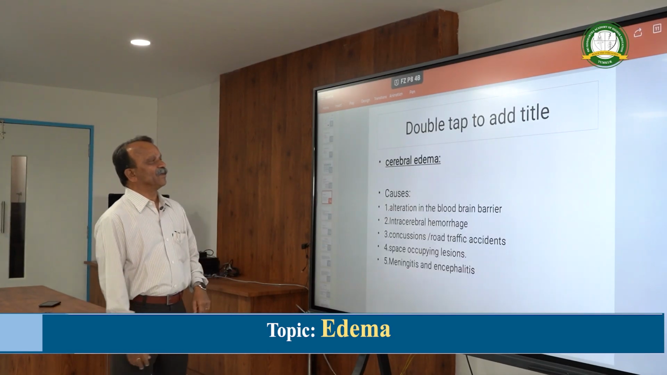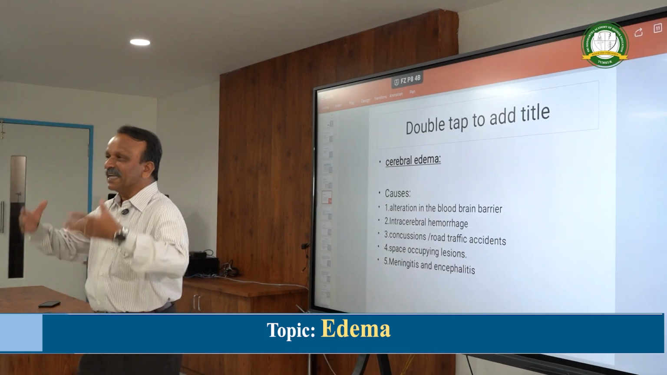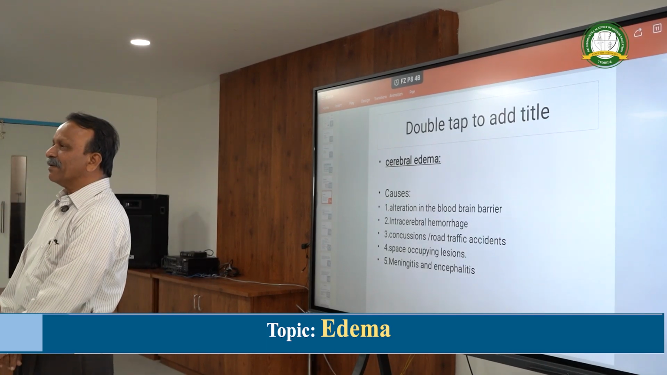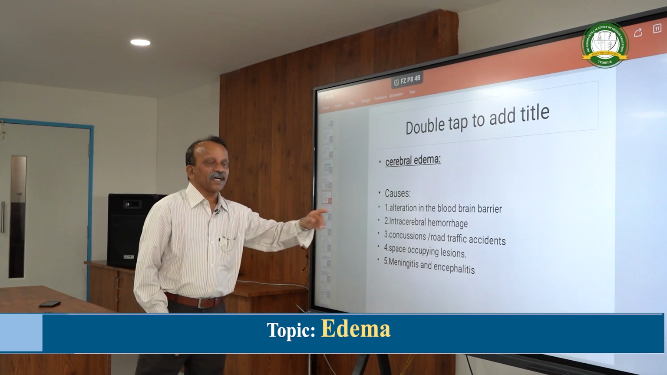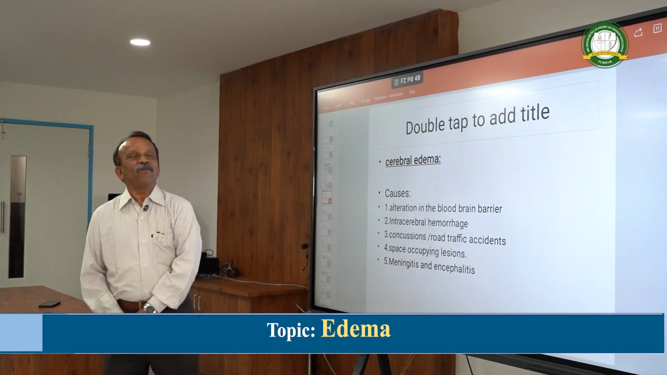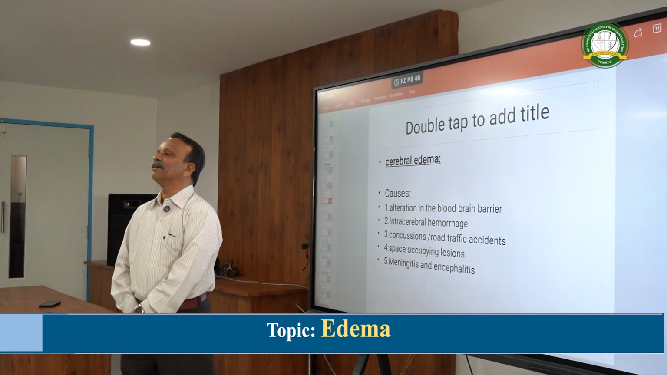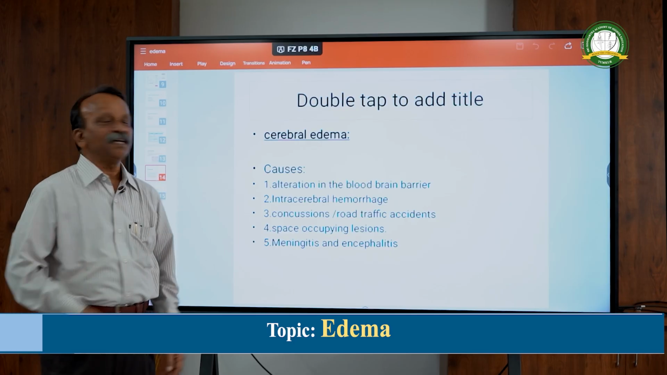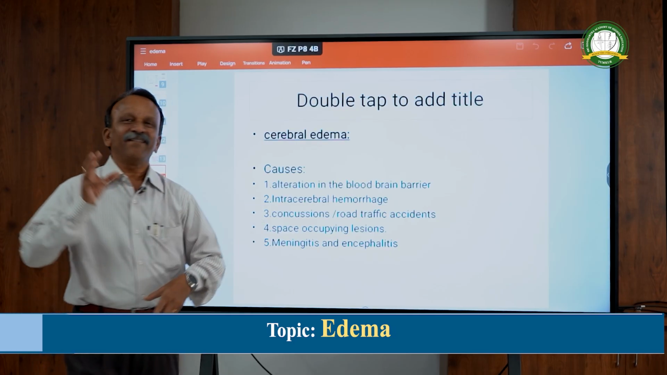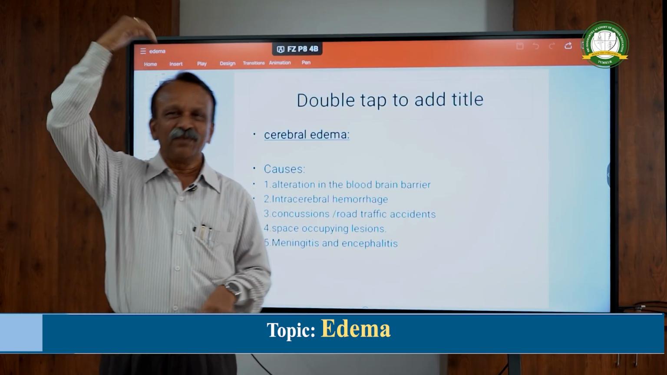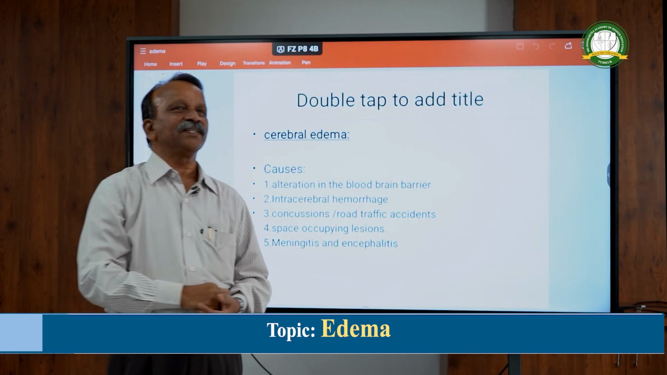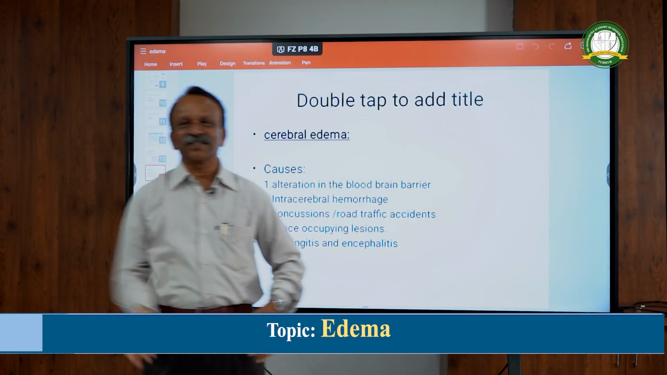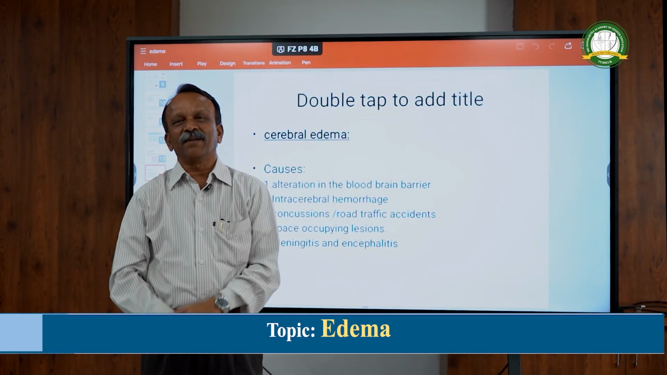Coming to the next one, that is cerebral edema, that is edema of the brain. What are the causes of this cerebral edema? One is alteration in the blood-brain barrier. And whenever there is a hemorrhage within the brain tissue, as we see in case of road traffic accidents, there will be hemorrhage within the brain tissue.